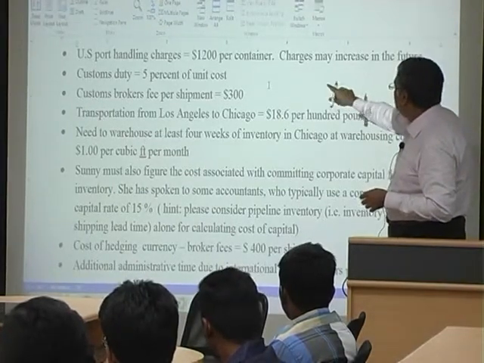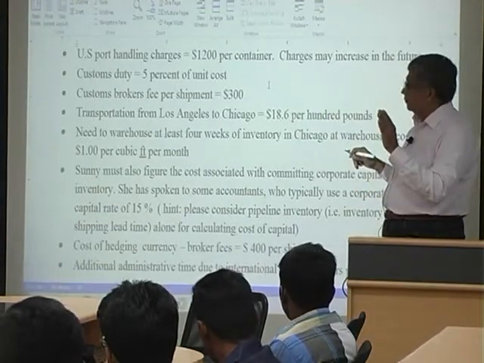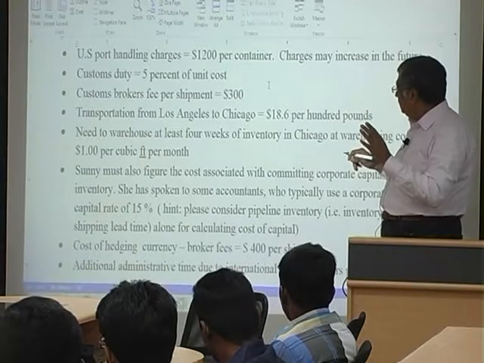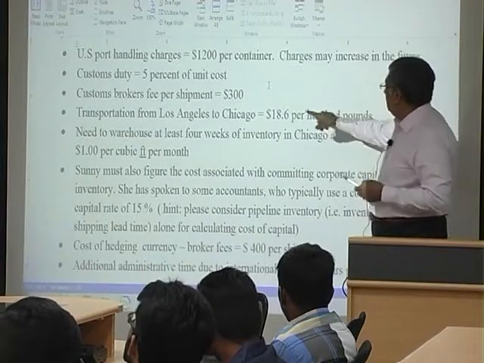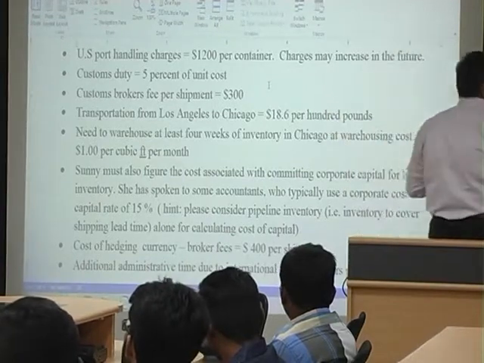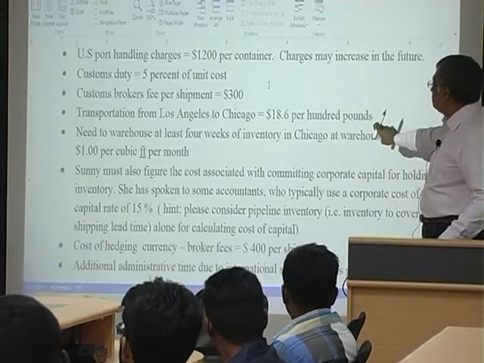So you're saying that, okay, port handling we did per container, right? Customs duty, 5% of the unit cost. Okay, what is the total cost till that particular time, and 5% of that is like an ad valorem cost. Okay, one more, customs broker fees also based on shipment. So we have one more like that. Transportation cost now is based on weight.